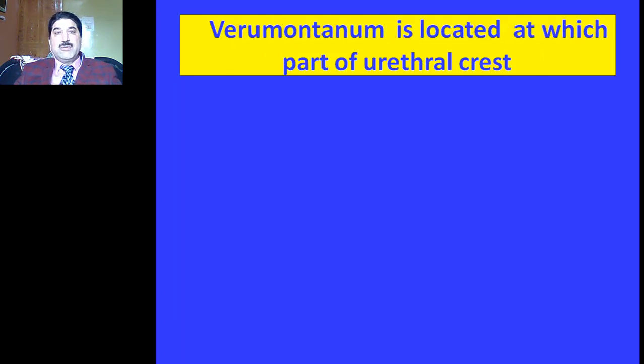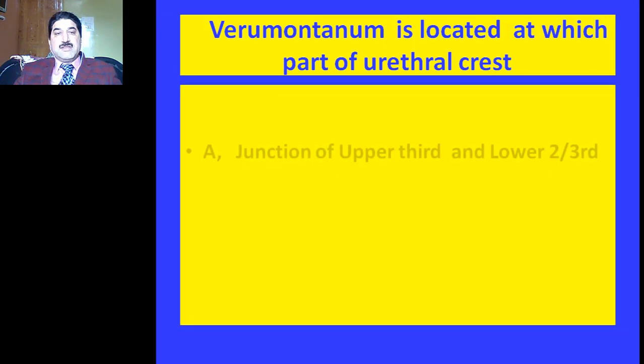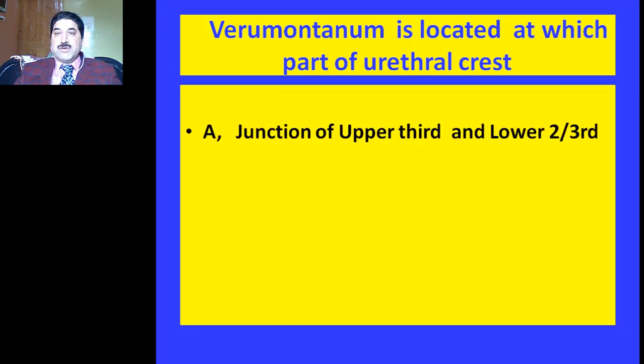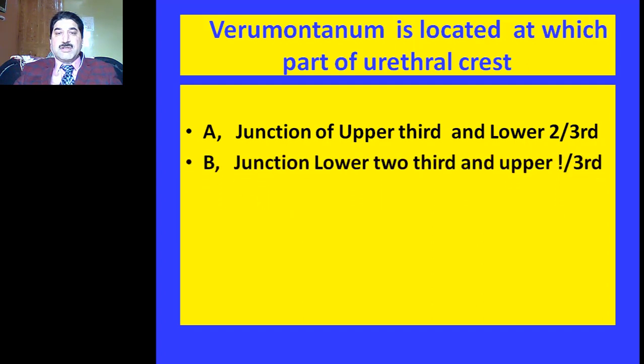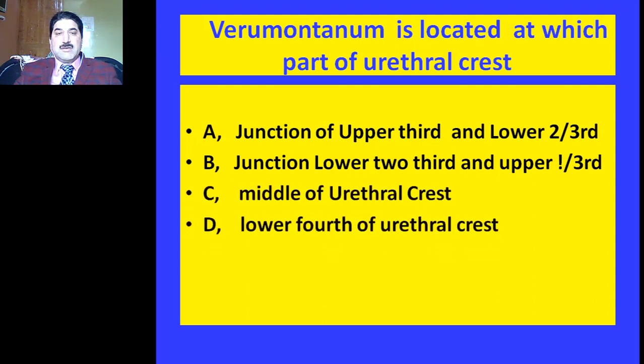Next question is, Verumontanum is located at which part of the urethral crest? A is junction of upper third and lower two third, B is junction of lower third and upper two third, C is middle of the urethral crest, D is lower fourth of the urethral crest. So I will go with the C.